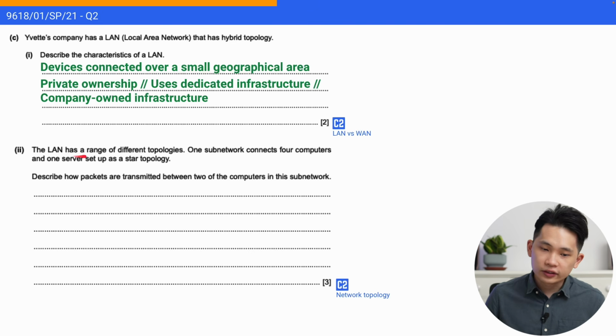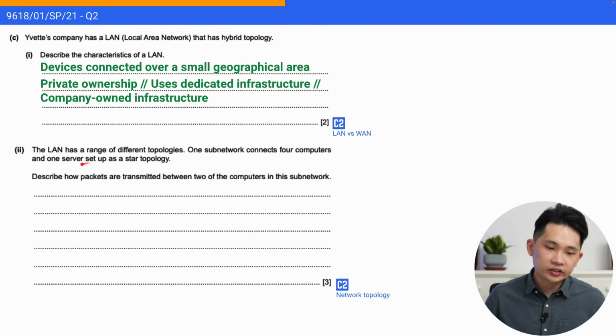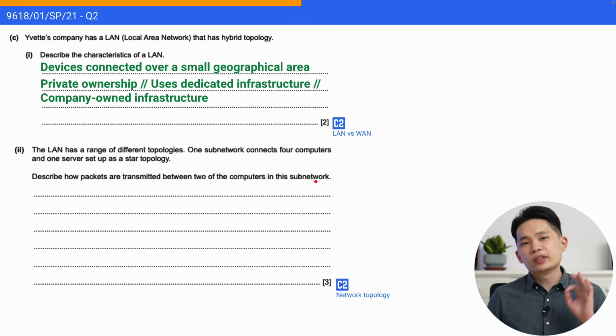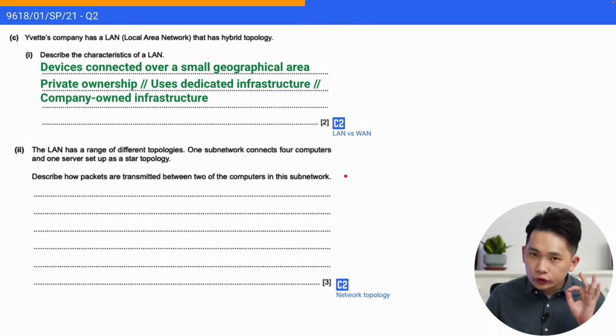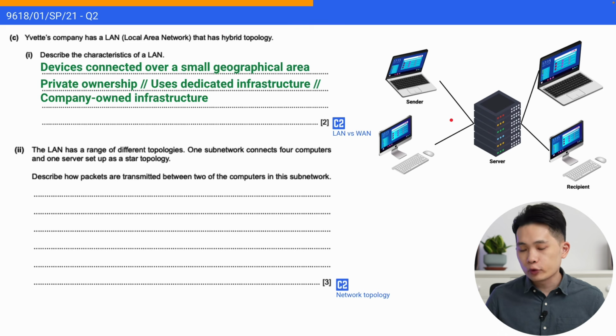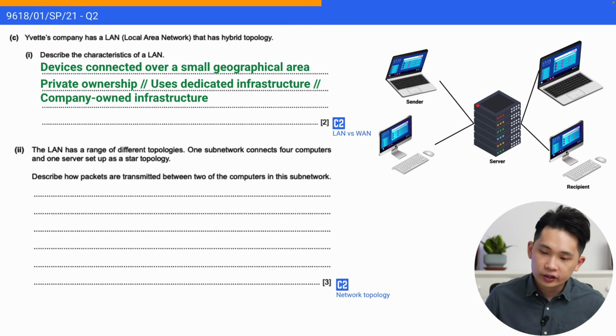The LAN has a range of different topologies. One subnetwork connects 4 computers and one server set up as a star topology. Describe how packets are transmitted between 2 of the computers in this subnetwork. Basically, I have drawn the star topology here based on the question. Let's assume that we will be using this laptop as a sender, then we have the server here, and then we have this PC here as the recipient.